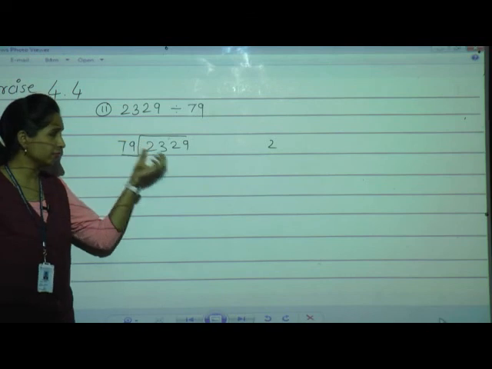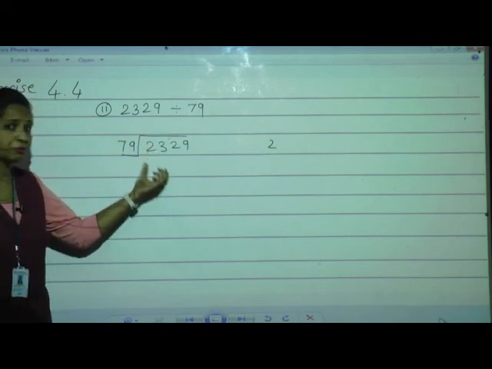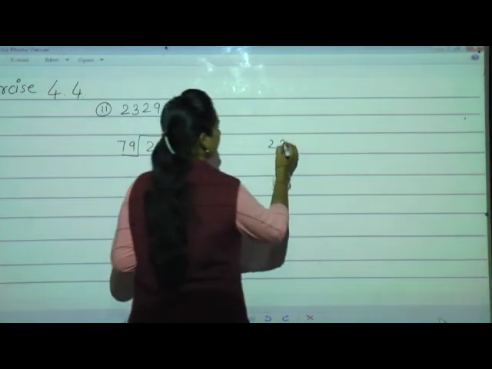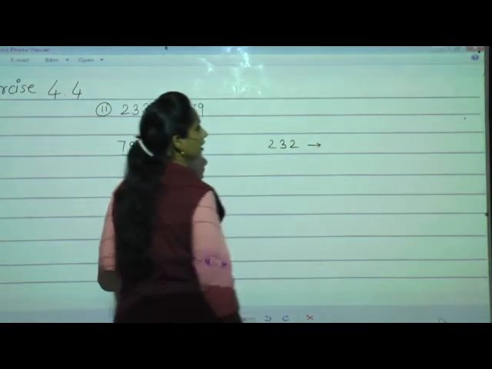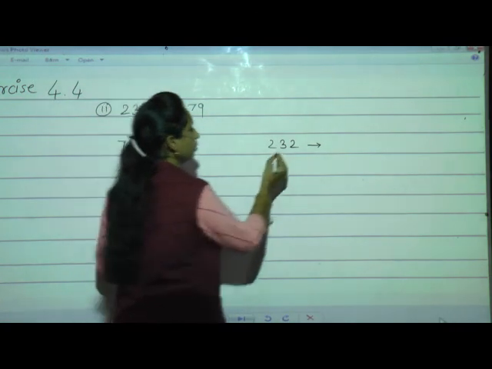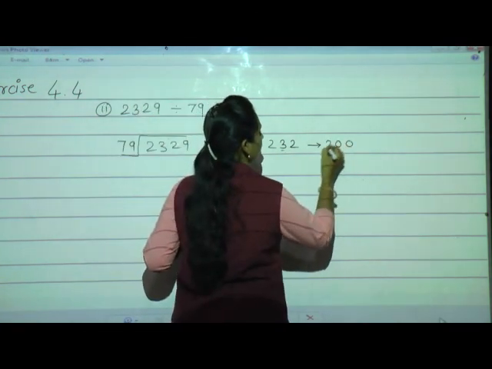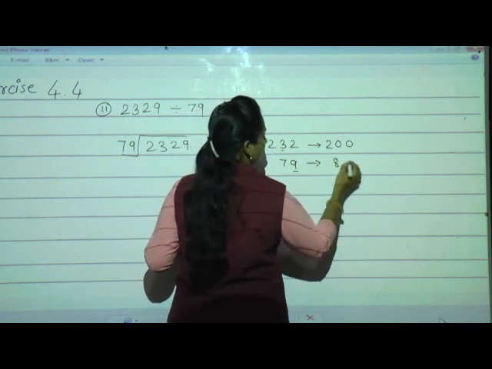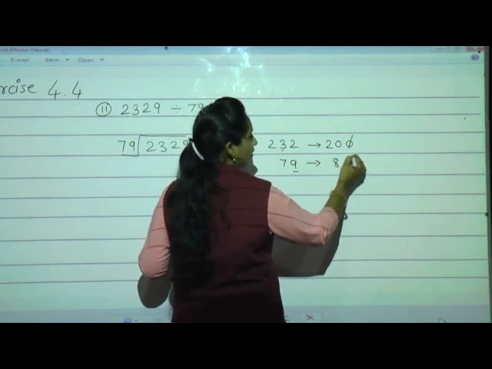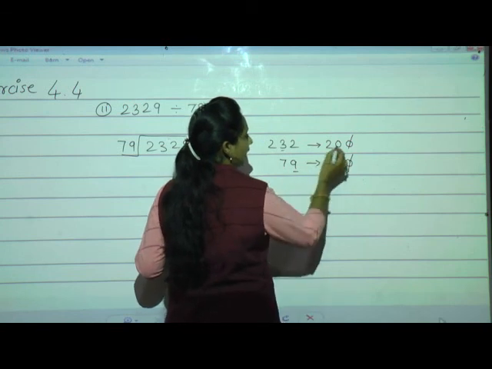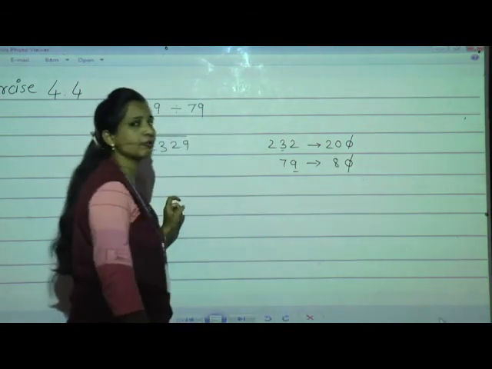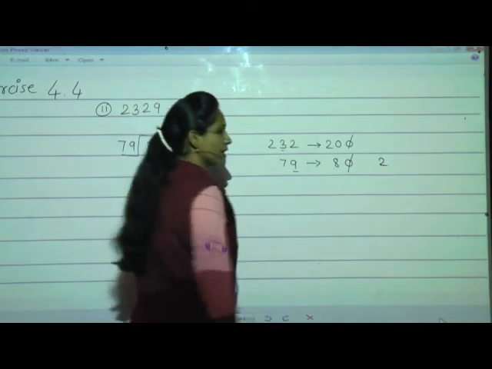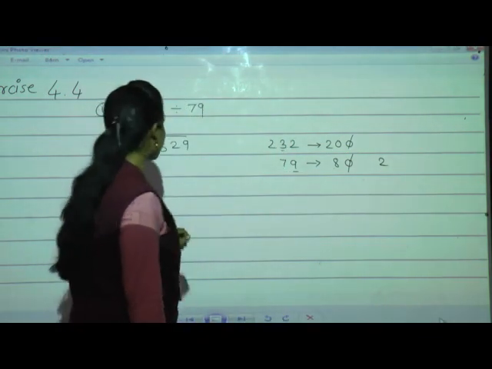Whatever times will not go into 23. So in that case what we have to do? Take 3 numbers: 232. Now we will round: the nearest to 232 is 200 and the nearest to 79 is 80. Now see 8 and 20. How many times 8 is 20? It is about 2. 8 twos are 16, whatever will remain. So the estimated quotient is 2.